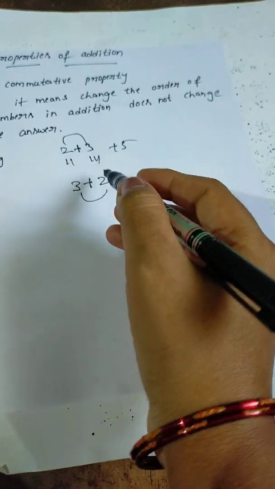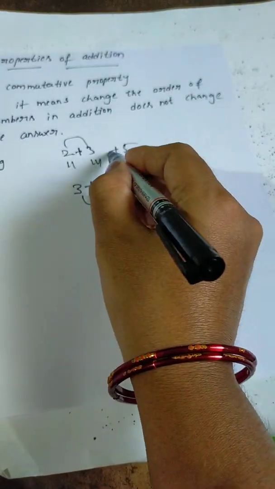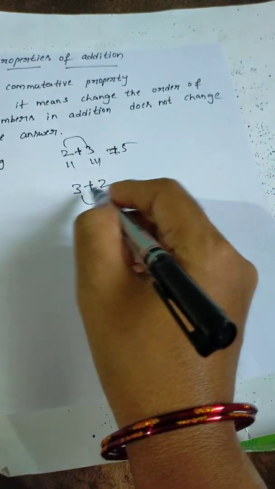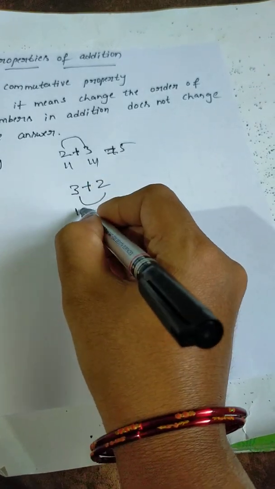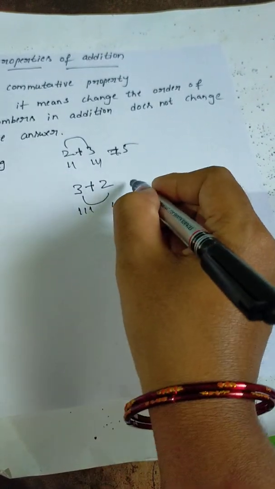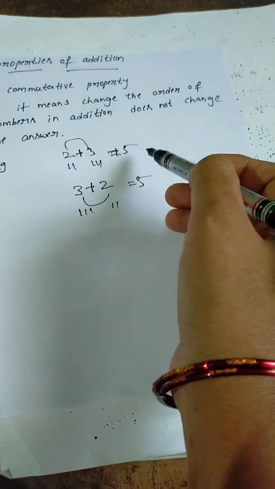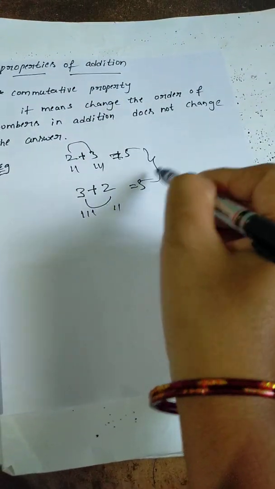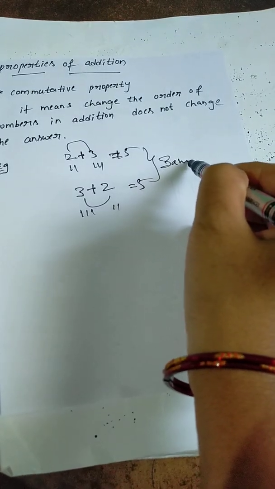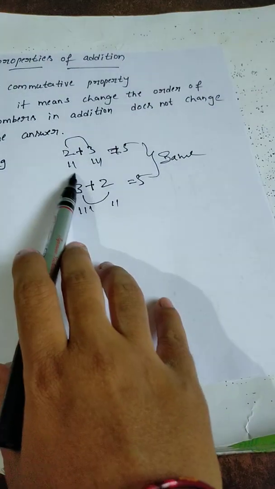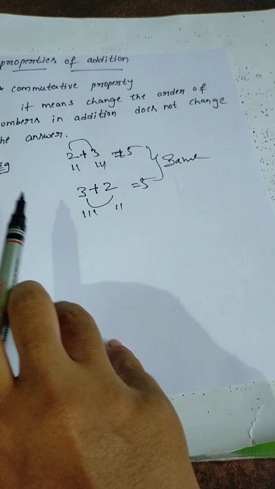2 plus 3, 5. And here also, draw the 3 lines. 1, 2, 3, 1, 2. So the total count is 5. Change the order of numbers in the addition but the answer does not change. The answer is the same. So it is called the commutative property.